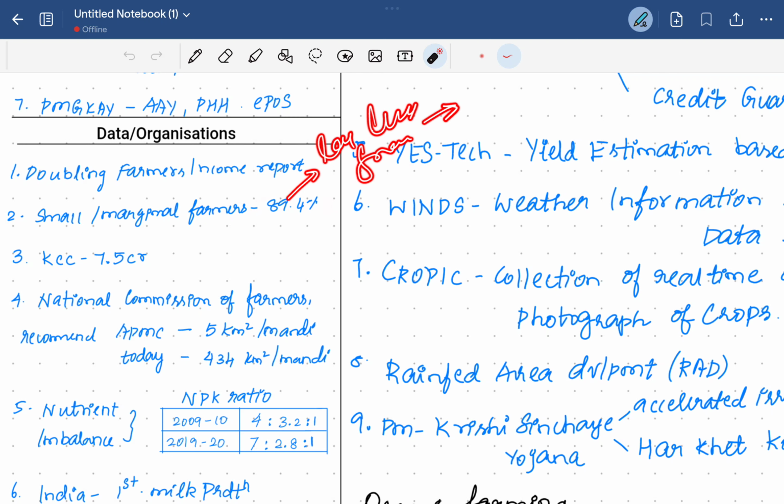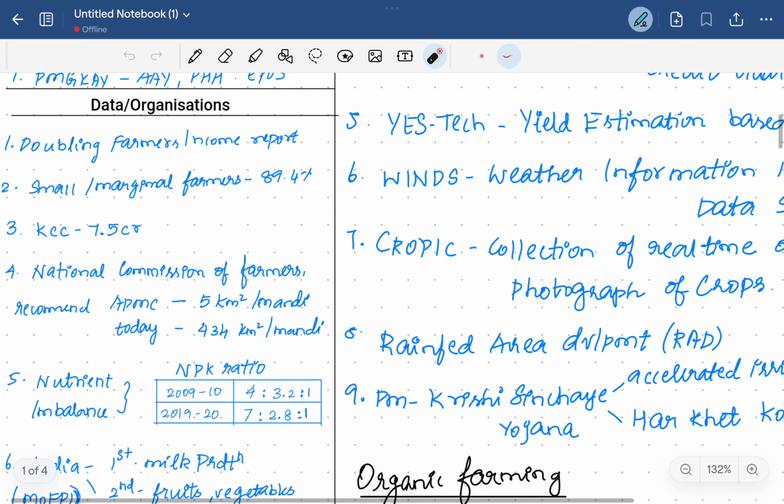Due to this, the small and marginal farmers are not able to access mechanization or other direct benefits of the government because of the marginality of the farmers. Then the current Kisan Credit Card holders are around 7.5 crore people.